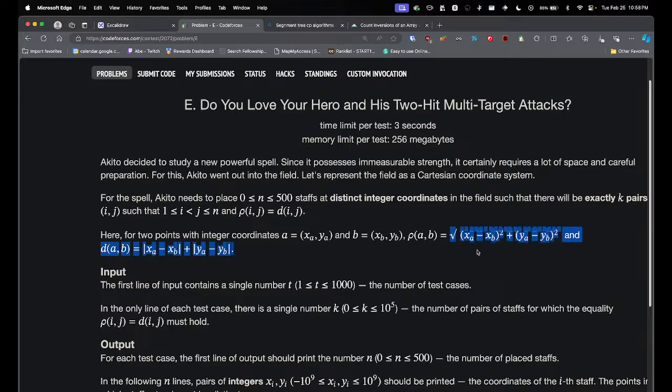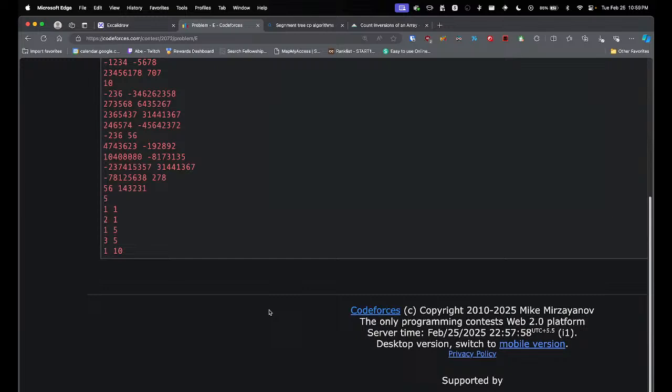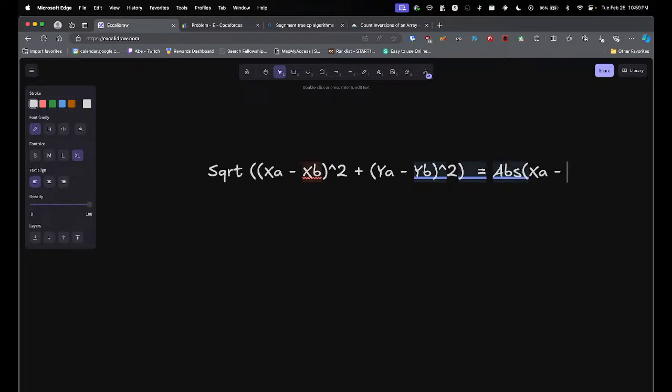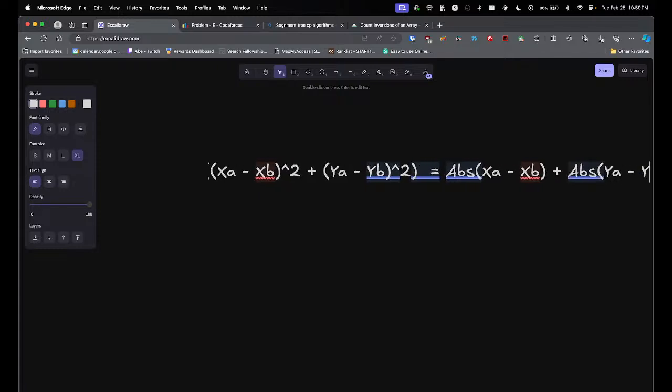Now when are these two equal? There are many cases, but the easiest case, which you can figure out from the test cases itself, is this. I'll write the equation. Square root of xa minus xb whole square plus ya minus yb whole square equals abs of xa minus xb plus abs of ya minus yb.